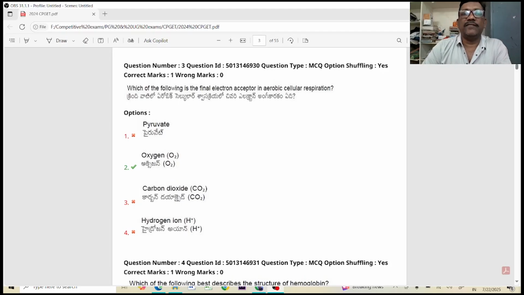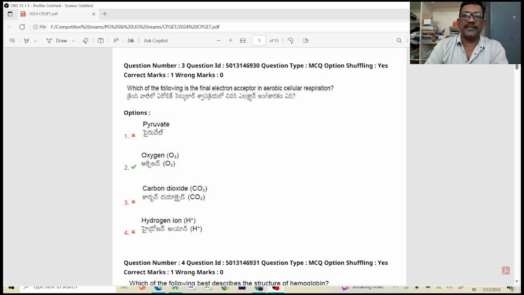The question is, which of the following is the final electron acceptor in aerobic cellular respiration? Here the two terms you have to observe are final electron acceptor and aerobic cellular respiration. What is aerobic cellular respiration? It means the cellular respiration occurs in the presence of oxygen. Final electron acceptor means that it is oxidative phosphorylation.